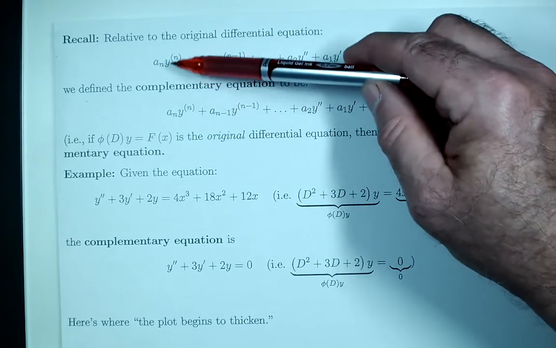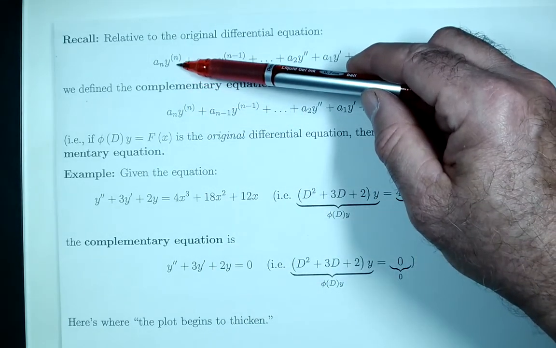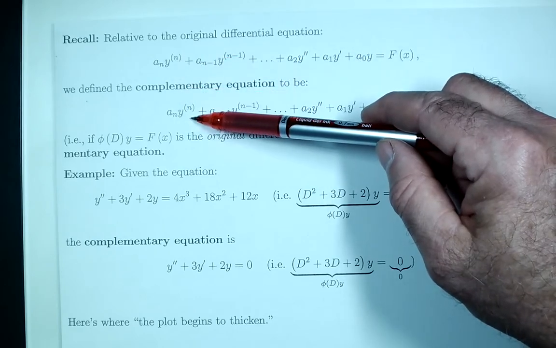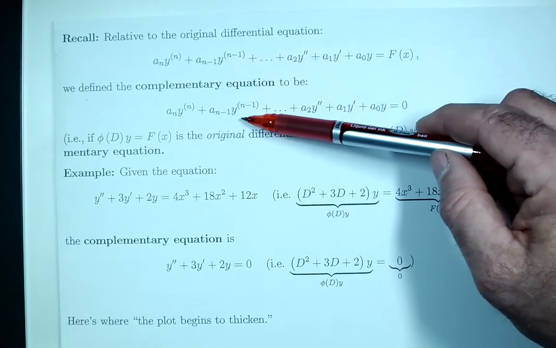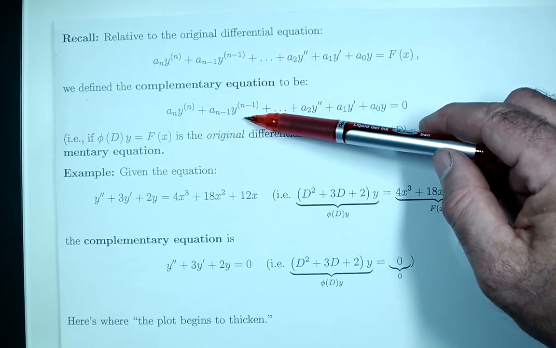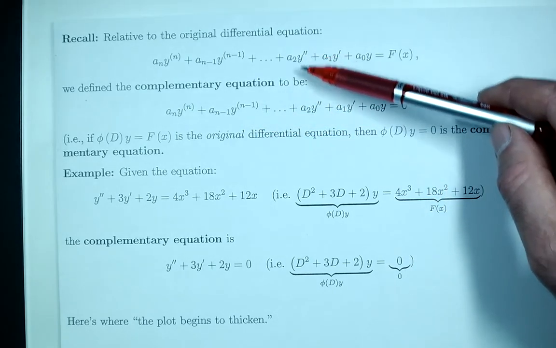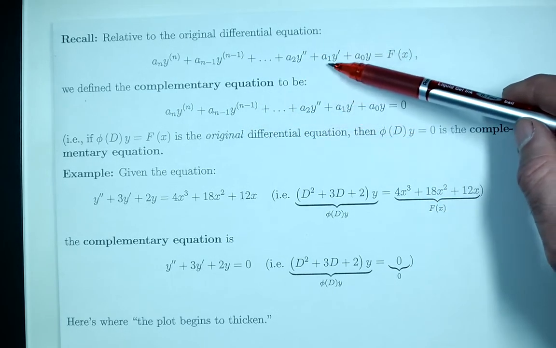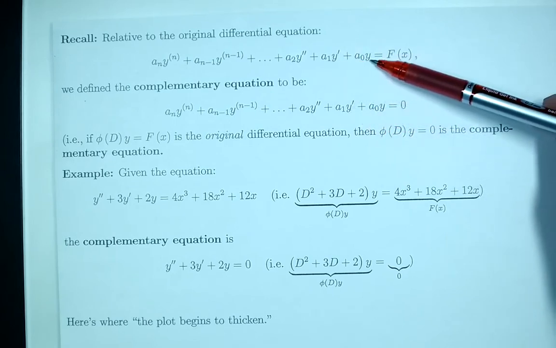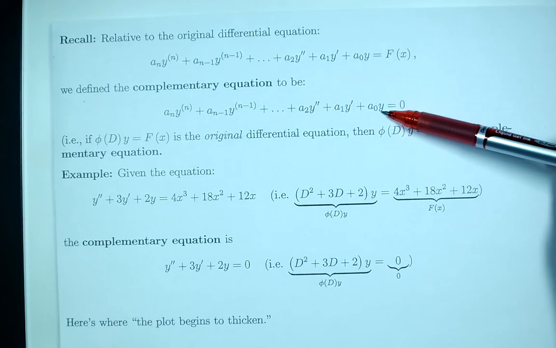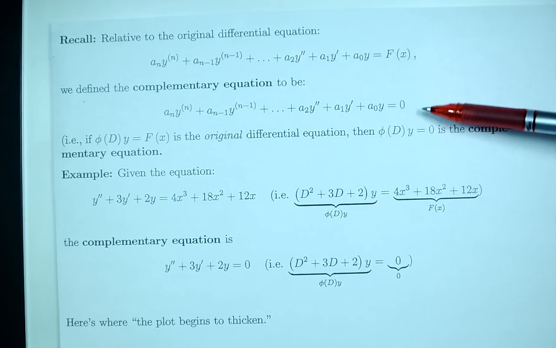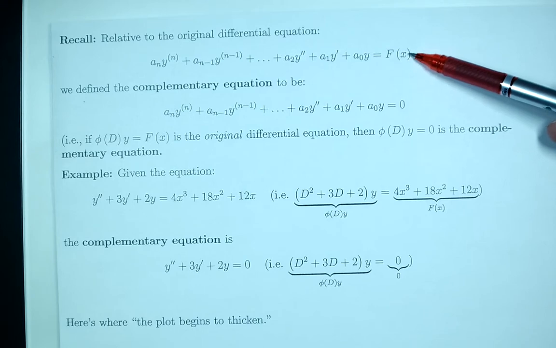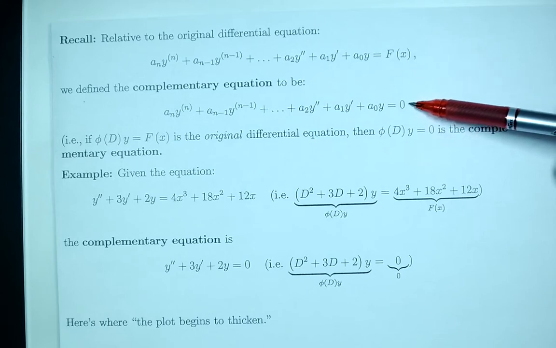a sub n nth derivative of y, a sub n minus 1 n minus first derivative of y, a2 y double prime, a1 y prime, a0 y. The only difference between the original equation and the complementary equation is that we set the right-hand side of the original equation equal to 0 to get the complementary equation.